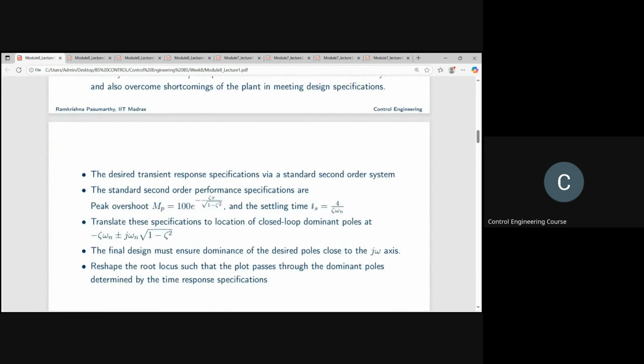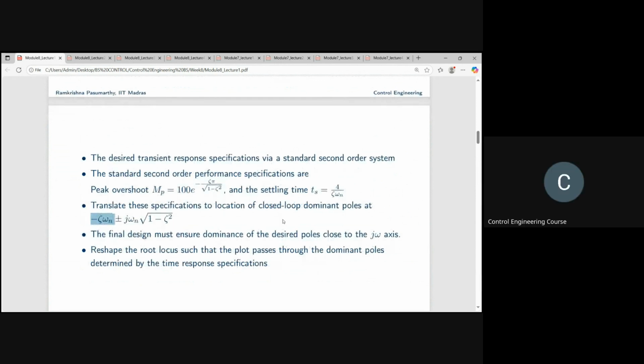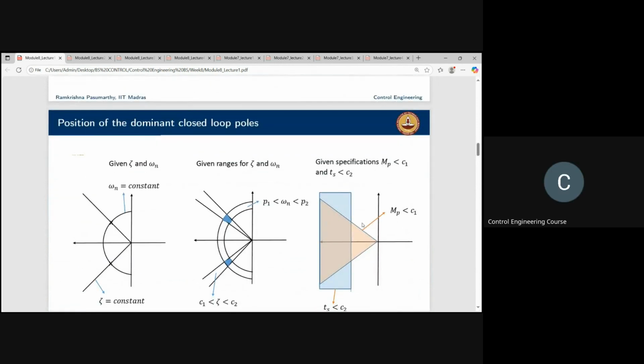But fixing settling time, what is settling time? It depends on zeta times omega n, right? Yes, sir. What is zeta times omega n? It is the real part. So fixing the settling time is the same as fixing the real part. So the rectangular region you get, in the rectangular region, the real part is in between two numbers. Correct, you see? Yes, sir.